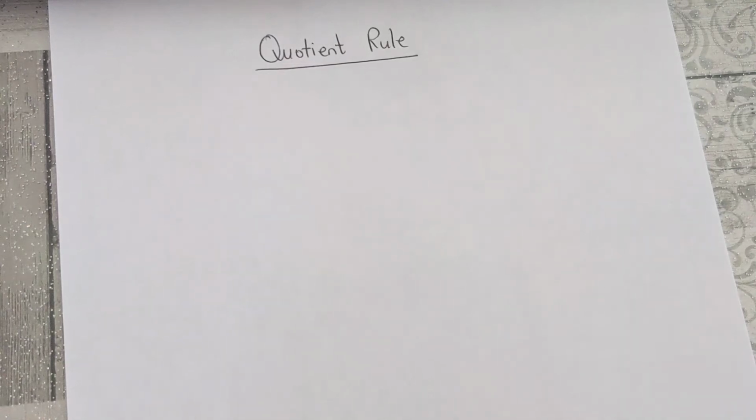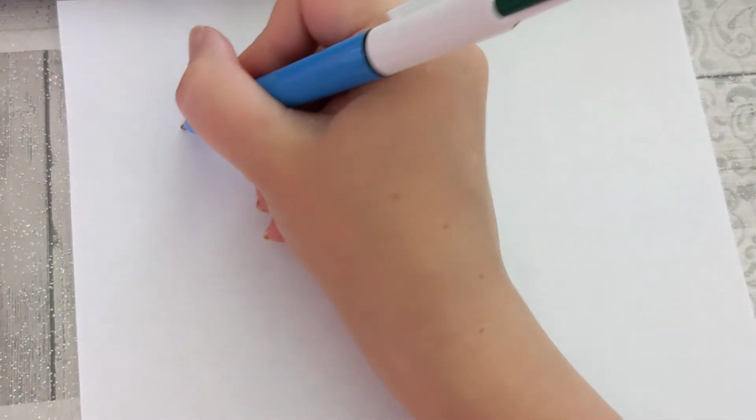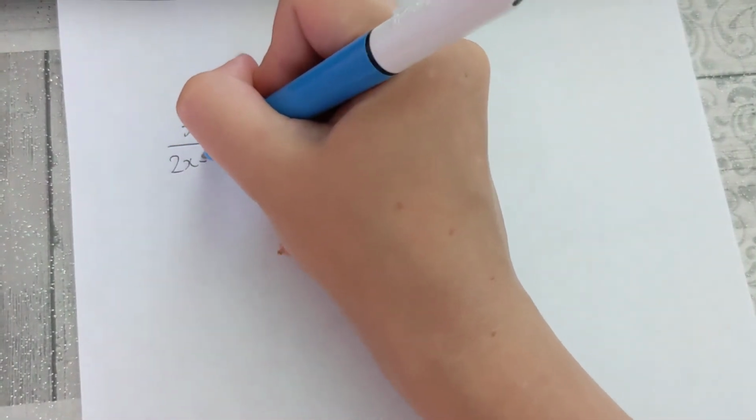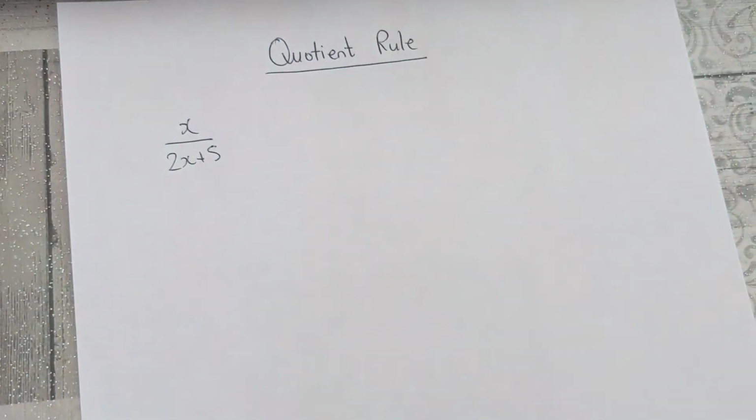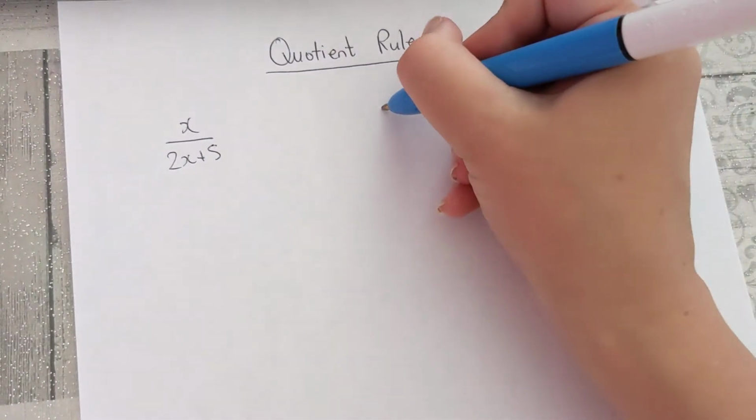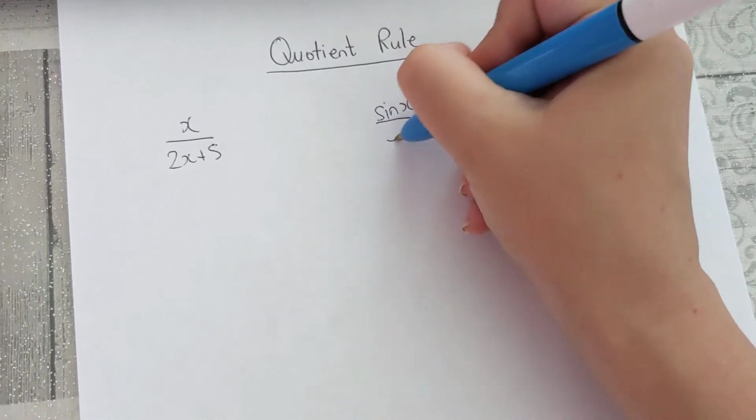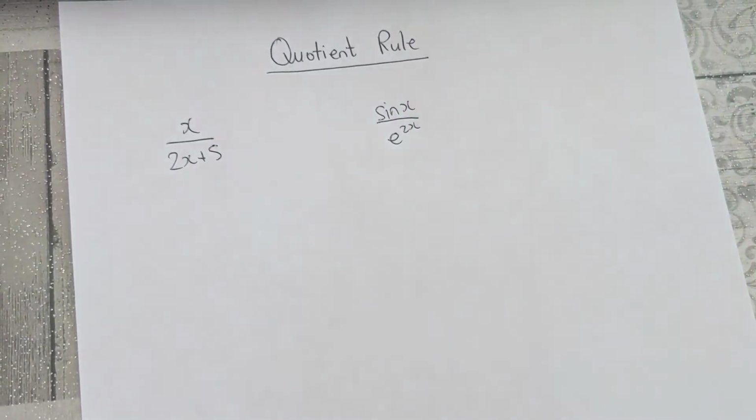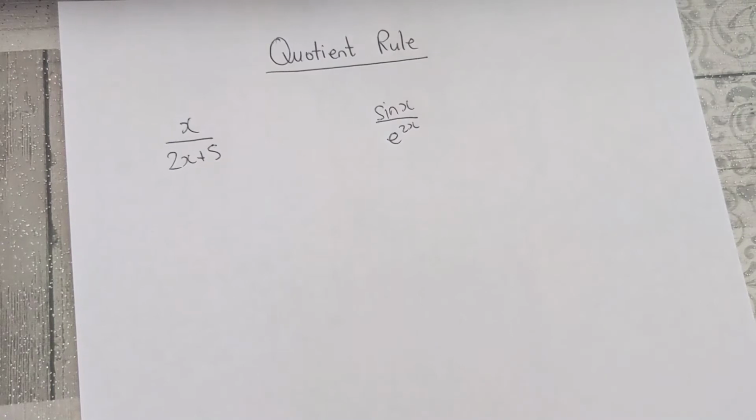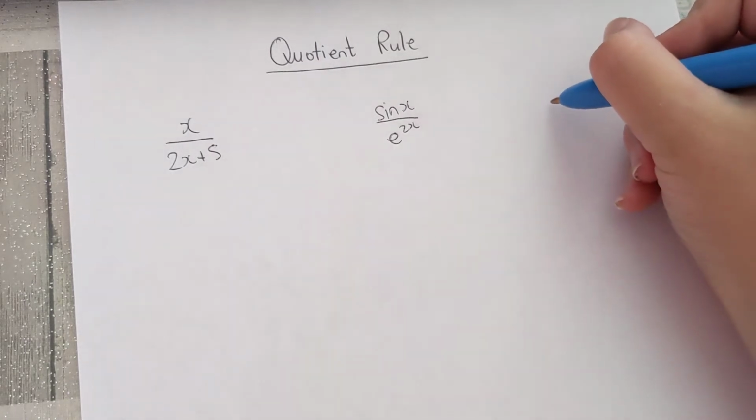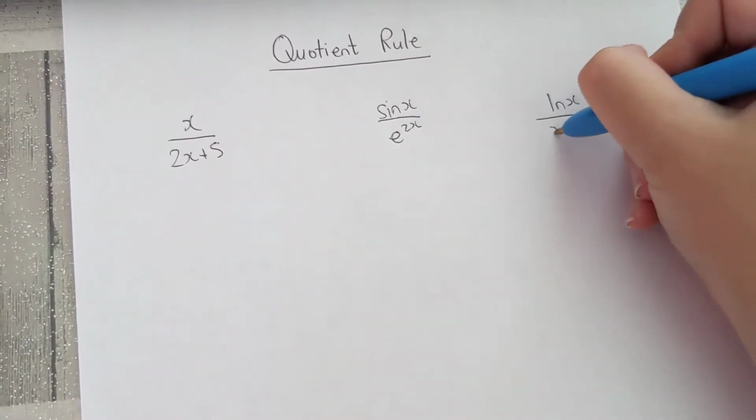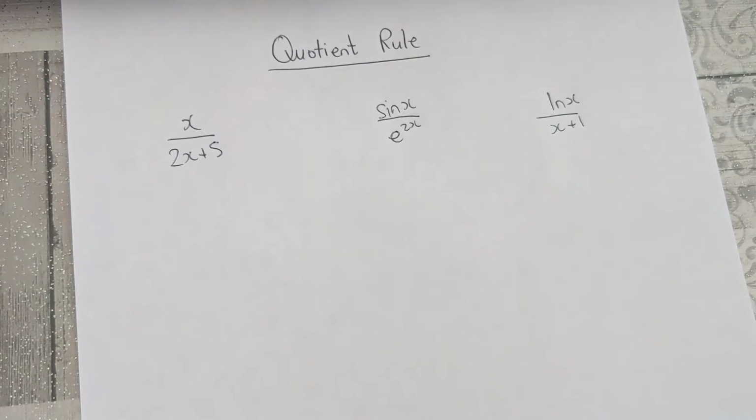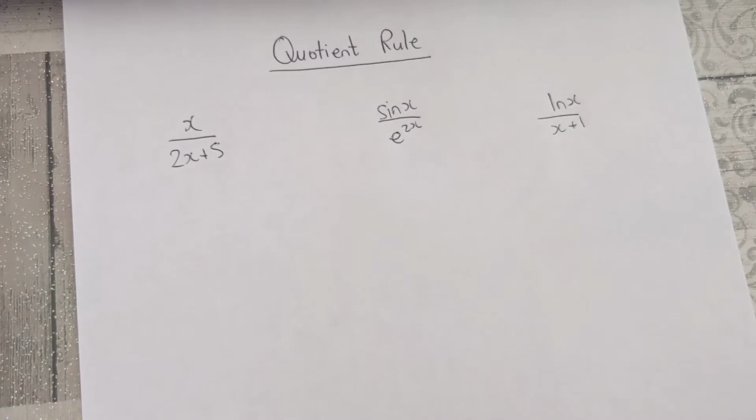So the quotient rule is used when you have a fraction, basically. If we've got something like x over 2x plus 5, that would be a fraction that you could use the quotient rule for. Or it could be something like sine x over e to the 2x, so again, another fraction. Or it could be one like ln x over x plus 1. So whenever you've got a fraction, then you would go for the quotient rule.